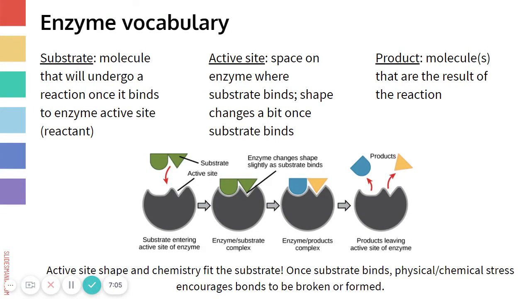So I was saying in the last slide that there are thousands of enzymes, and each one is specific to its own particular reaction. So if you're thinking about each reaction as having a unique substrate or a unique starting molecule, that means that each enzyme's active site is specialized for its own unique substrate. And then once that substrate binds, there's some sort of physical or chemical stress that's encouraging bonds to be broken or formed, so encouraging that reaction to take place.